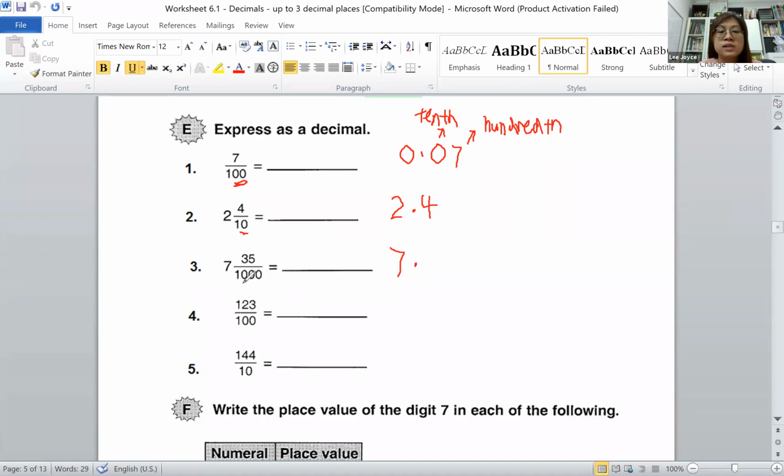So now you see thousands has how many zeros? 3 zeros, right? So after the decimal point, there must have 3 digits. All right, but the 35 has only 2 digits. So what must I do? It will be equivalent to 7.035. Okay, 7.035. Understand? Okay, I'll give you one more example.